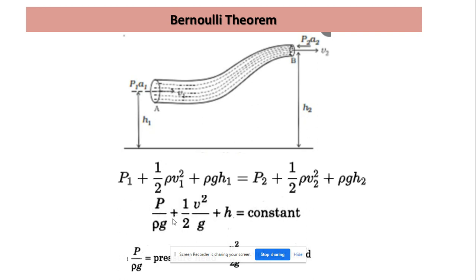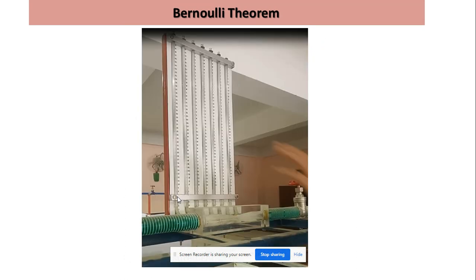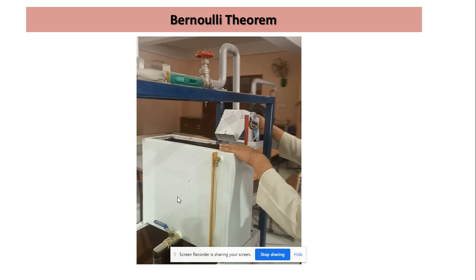And similarly, we have measured the heads in the piezometers that represent p by rho g, p1 by rho g, p2 by rho g. In this way we have the pressure head. So obtaining these two things, pressure head and velocity head, since the venturimeter is horizontal, we need not bother about the gravitational head, or the datum is the same, so they will cancel out. After calculating these two things, we will find that wherever the pressure head is increasing, the velocity head is decreasing, and where the velocity head is increasing, the pressure head is decreasing.